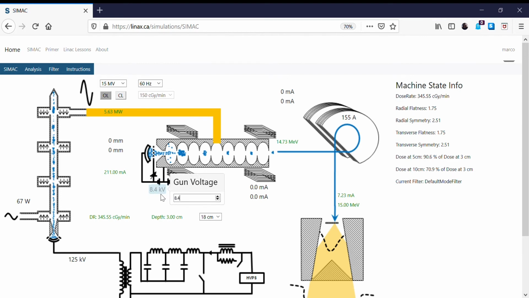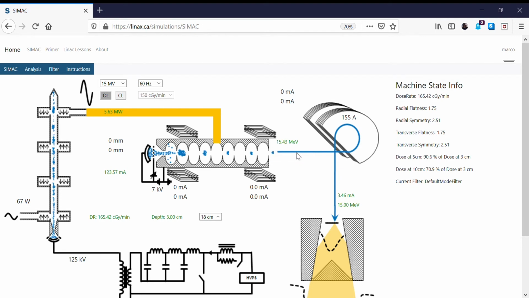And what's going to happen is with 7 kilovolts, we're going to have a reduced amount of electrons entering the accelerator. And so, because of that, the beam energy that is exiting the accelerator is going to increase. We had 14.73 MeV before. But now, because we have fewer electrons entering the accelerator, we had over 200 milliamps before, now we've dropped that to 123. That beam current now has the same amount of RF power entering the accelerator, so there's the same amount of energy, but because there are fewer electrons, these electrons can be accelerated to a higher energy, 15.4 MeV, which then exit the accelerator.